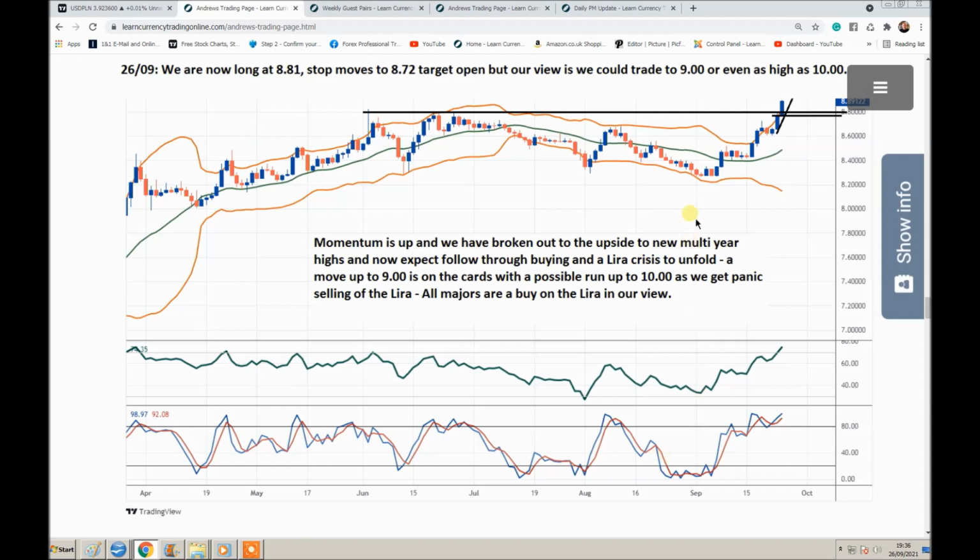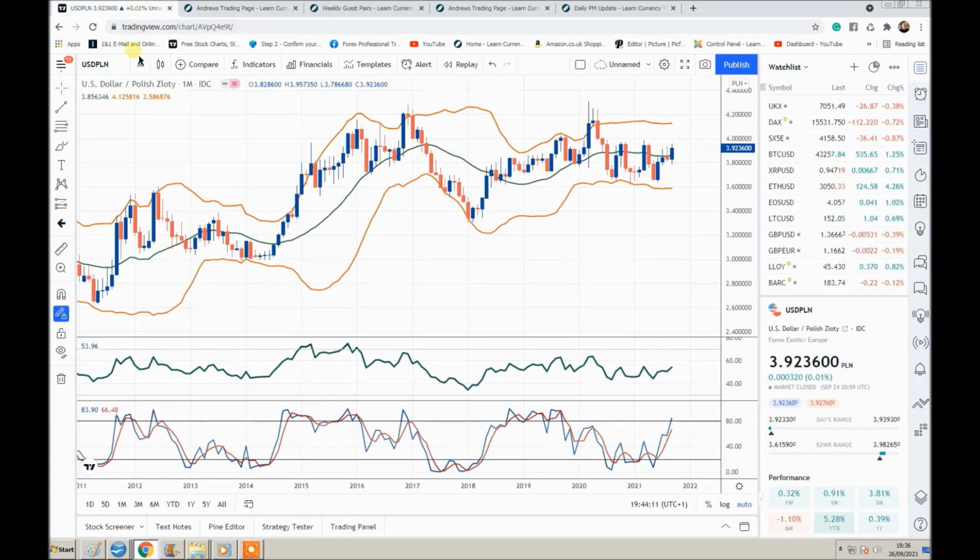It's USD TRY. Moves up there. That's a 6% move and a breakout to new multi-year highs. Why do you want to keep your eye on this one? Because you could get a lira crisis. I just want to show you the monthly chart.